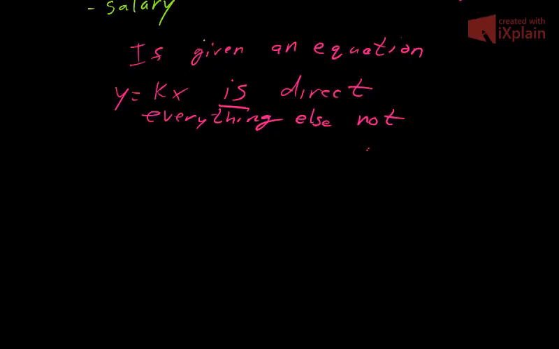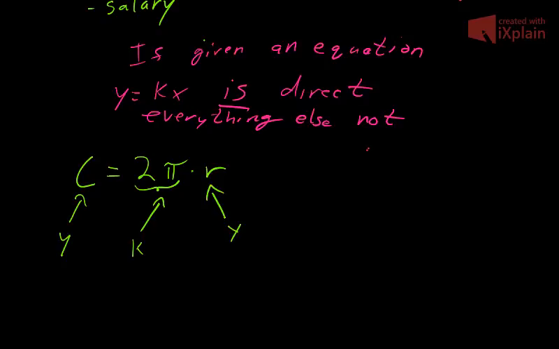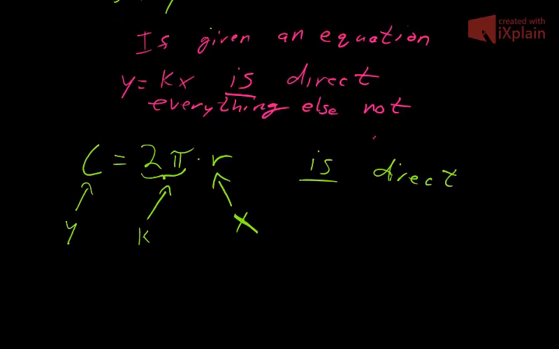And just for a few examples, if I have, let's do circumference equals 2 pi times the radius, because I have my essentially y here. This whole thing becomes my k, and my radius would be my x. My circumference is equal to something times my radius. This is direct.